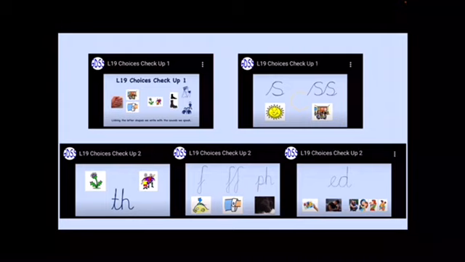And please be reassured, this is for you to choose the activities that suit you best for where you are in your learning.